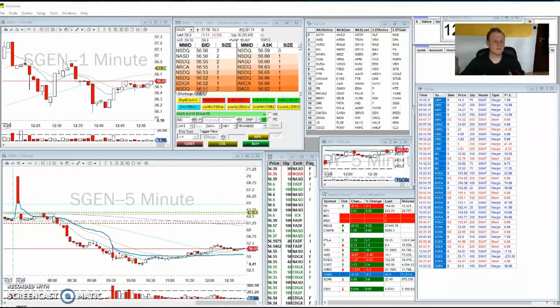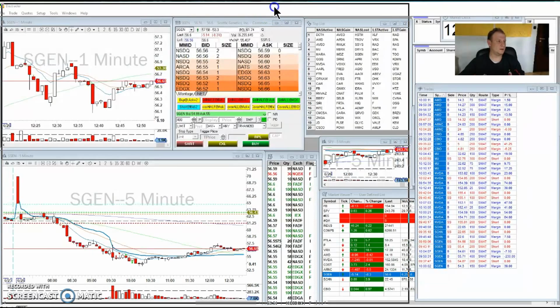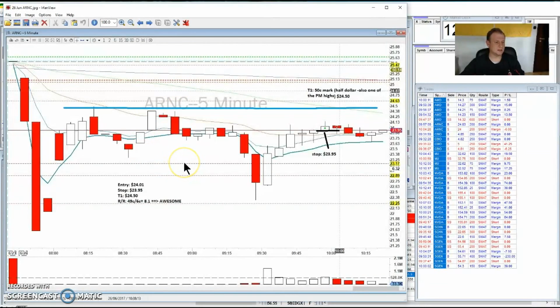It was okay. The second trade we had, let's go through A, R, and C. So A, R, and C is here. So this was a long trade. Now I don't take a lot of long trades at all these days. I usually try to focus on the short side, simply because that's where I'm more successful.